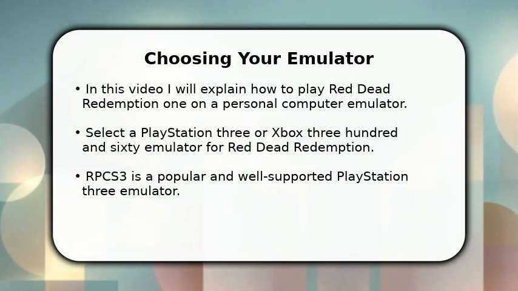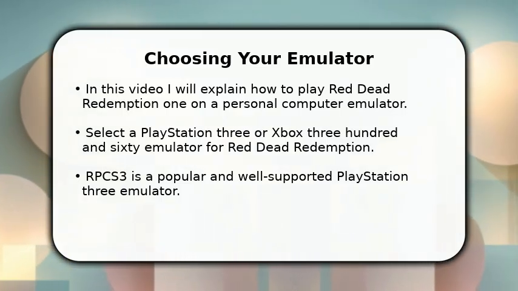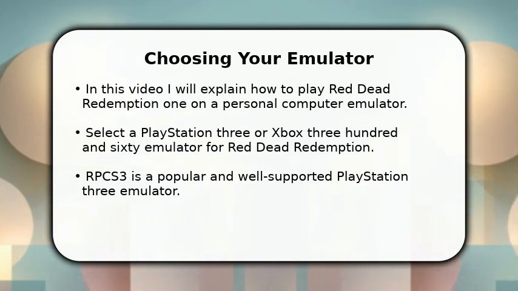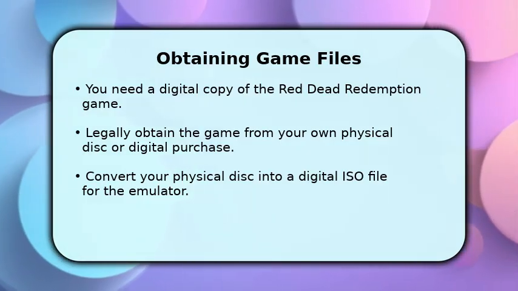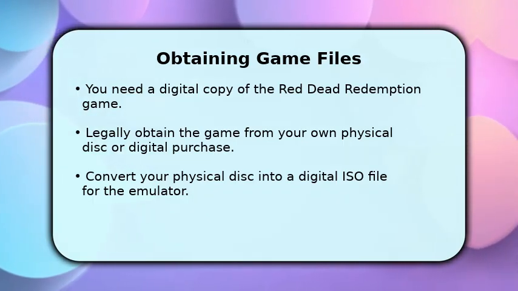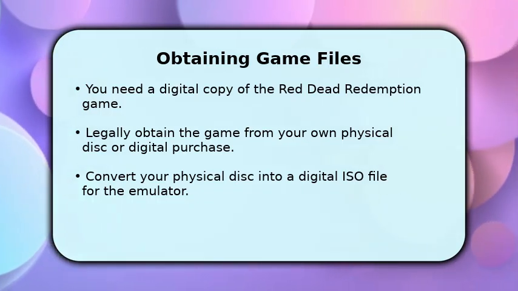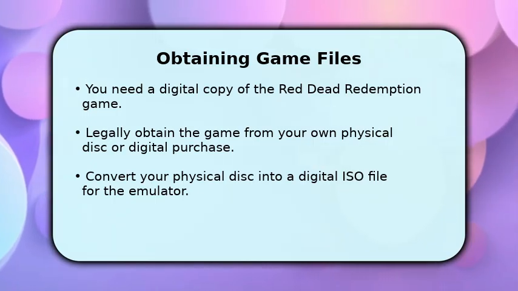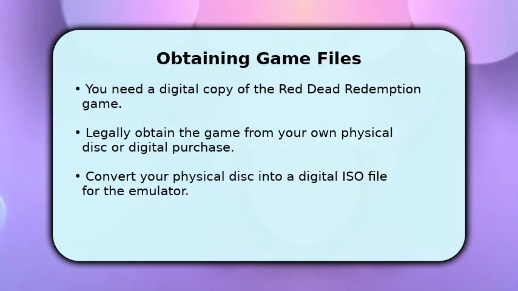Both emulators require a powerful computer to run the game smoothly, ideally with at least 16 gigabytes of RAM and a strong graphics card. Once you have your emulator selected, the next step is to acquire the game files. It is crucial to legally obtain a digital copy of Red Dead Redemption. This means either purchasing the game digitally or creating an ISO file from your own physical game disc. Never download game files from unauthorized sources, as this can lead to security risks and legal issues. Ensure your game file is compatible with your chosen emulator.